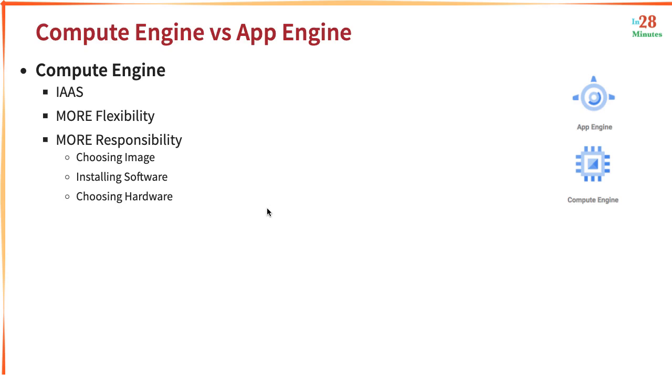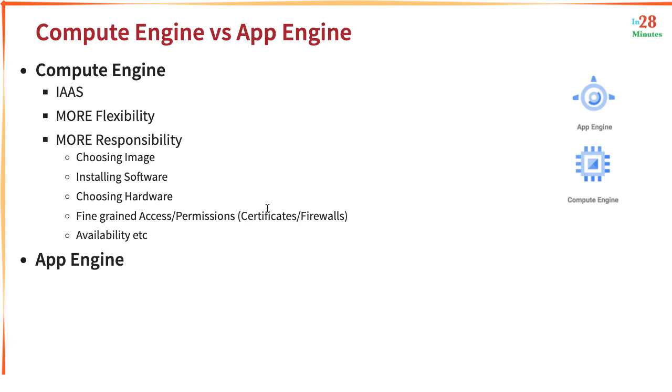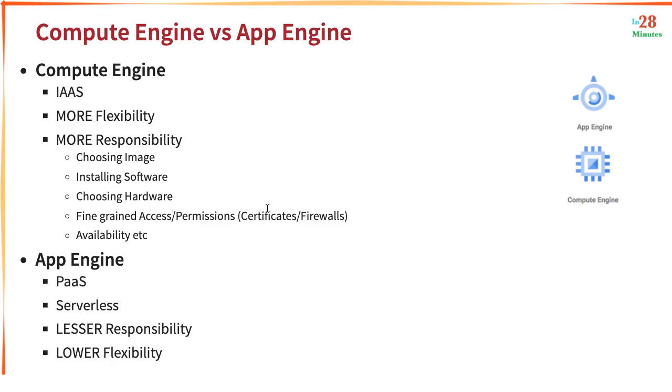You need to also decide what hardware you'd want to run. You also need to configure access and permissions like certificates, firewalls, everything you need to handle. And you are also responsible for the availability, scalability of your application. However, with App Engine, it's platform as a service. It's serverless. You have lesser responsibility. However, you have lower flexibility. So if you'd want to add a GPU, you cannot do that with an App Engine.